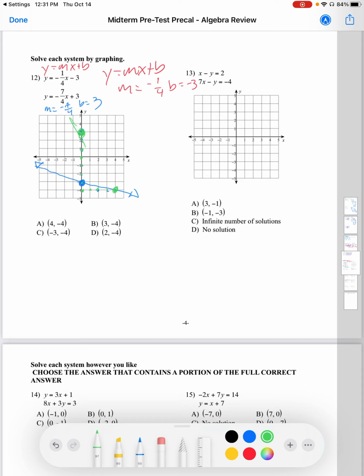Okay, so they cross. Where do they cross? That's the solution to the system. They cross at the point 4, comma, negative 4.